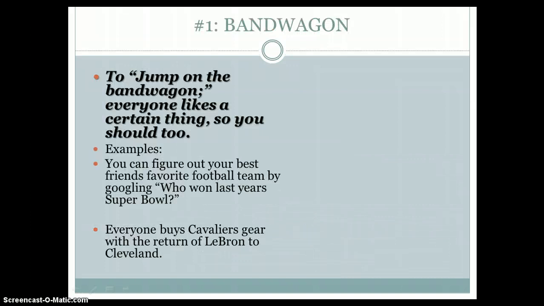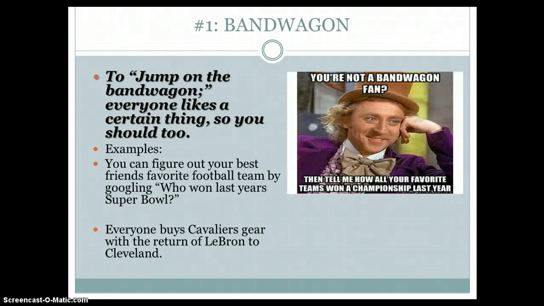So our first one is bandwagon, and up here you can see what it means. To jump on the bandwagon is a familiar phrase you might hear people use. It's when everyone likes a certain thing, so you should too. Some examples of this, alright, is if you can figure out your best friend's favorite football team by Googling who won last year's Super Bowl. Alright, we got the little Willy Wonka meme there to help you guys hopefully remember this.